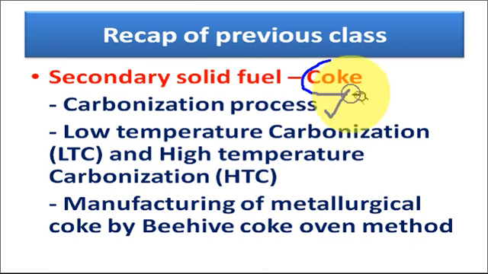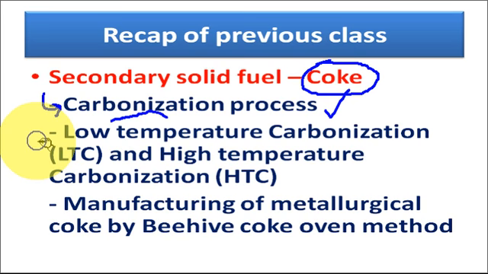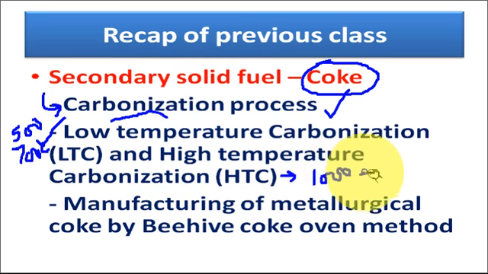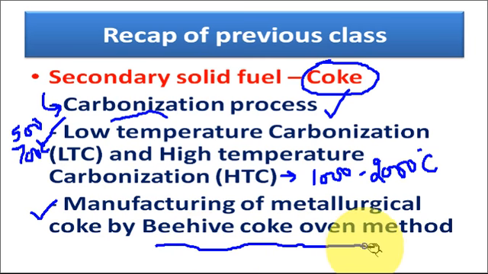The coke is formed by the carbonization process, which is of two types based upon the carbonization temperature. Low temperature carbonization is carried out at 500 to 700 degrees centigrade, while high temperature carbonization is carried out at 1000 to 2000 degrees centigrade. Then we have learned about the manufacturing of the metallurgical coke by the beehive coke oven method. This we have discussed in detail in our previous lecture.